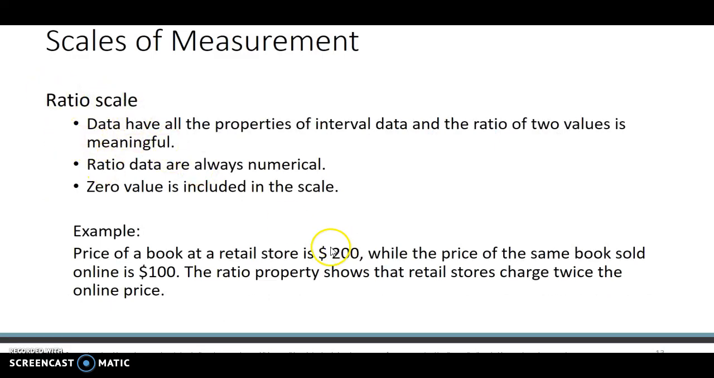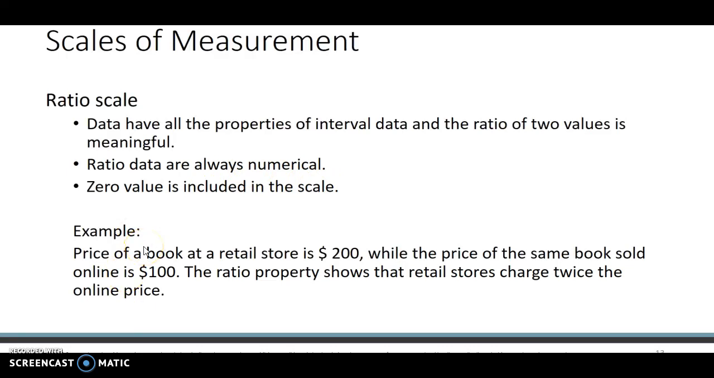Ratio scale is what most people think of when they think of data. The data have all the properties of interval data, and the ratio of two values is meaningful. Ratio data are always numerical. The zero value is included in the scale. Zero means an absence of that property.